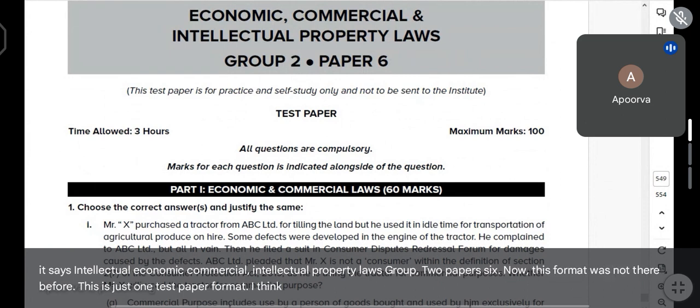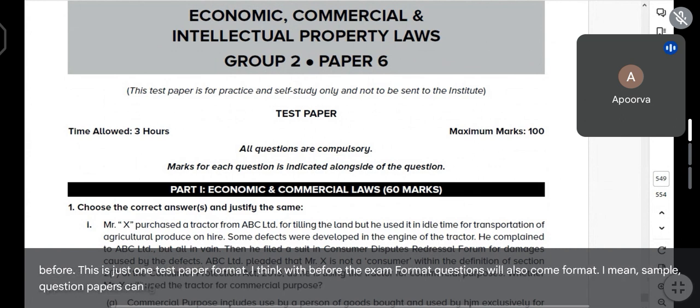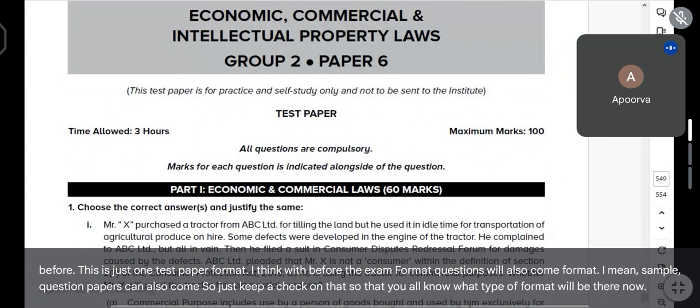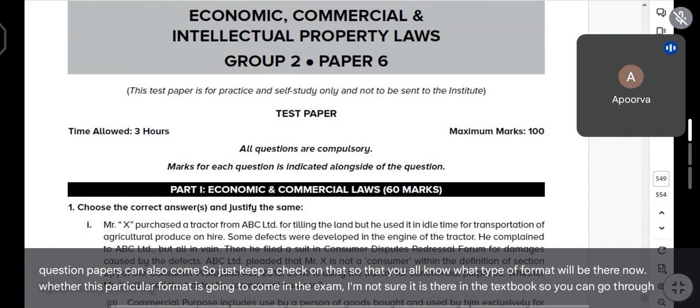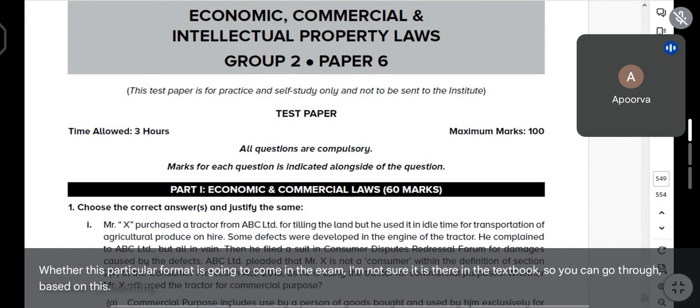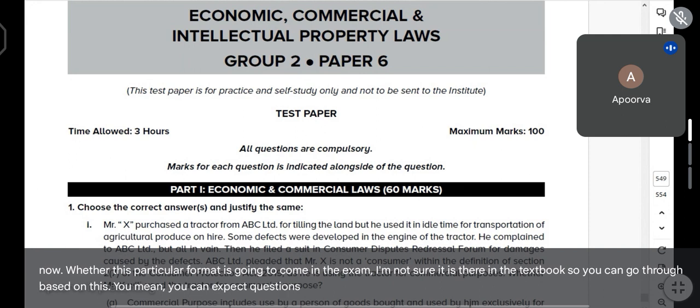I think before the exam, sample question papers can also come, so just keep a check on that so that you all know what type of format will be there. Whether this particular format is going to come in the exam, I'm not sure. It is there in the textbook, so you can go through it and expect questions in this particular format.